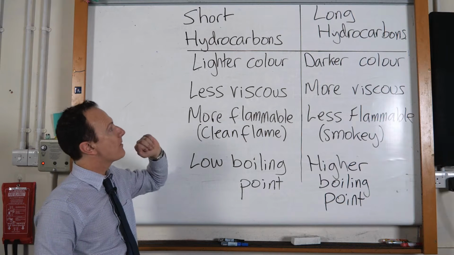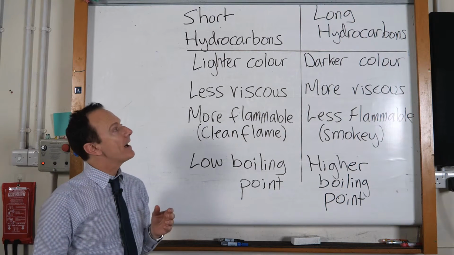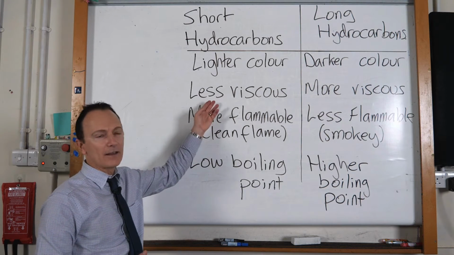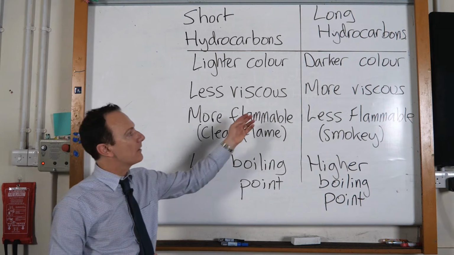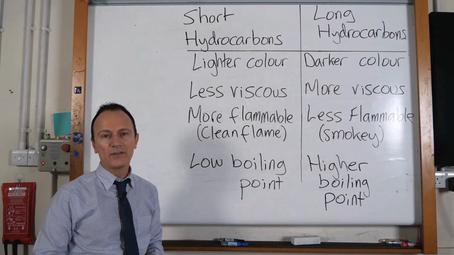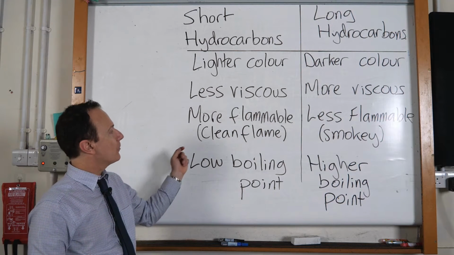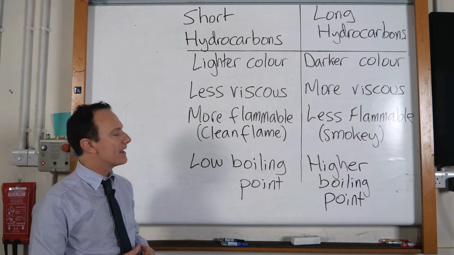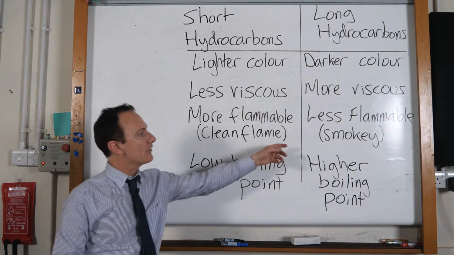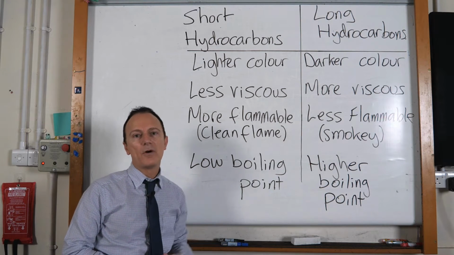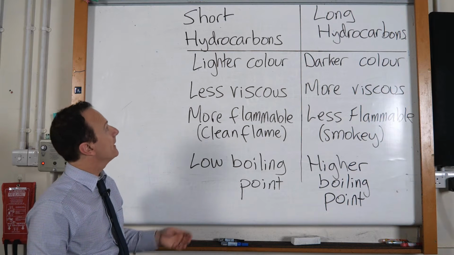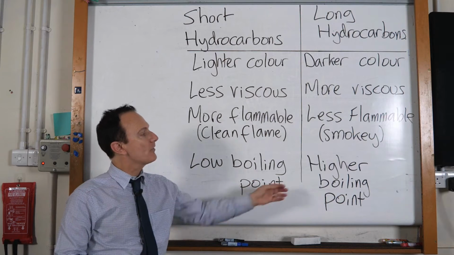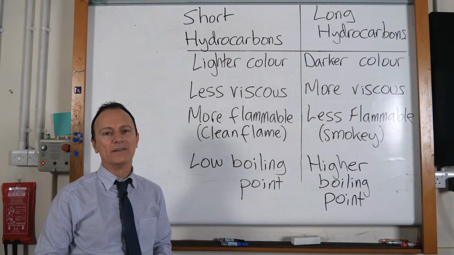So to recap how the properties of hydrocarbons depend on the size of the hydrocarbon molecule, if we look at the shorter hydrocarbon molecule, they are lighter in colour compared to the darker, long hydrocarbon molecules. The shorter hydrocarbons are less viscous or runnier, whereas the long hydrocarbon molecules are more viscous and kind of treacly. The shorter hydrocarbons are more flammable, they set on fire much easier, and when they do burn, they burn with a clean flame, whereas the long hydrocarbons are less flammable and they burn with more of a smoky flame. And finally, short hydrocarbon molecules have lower boiling points and longer hydrocarbon molecules have higher boiling points.